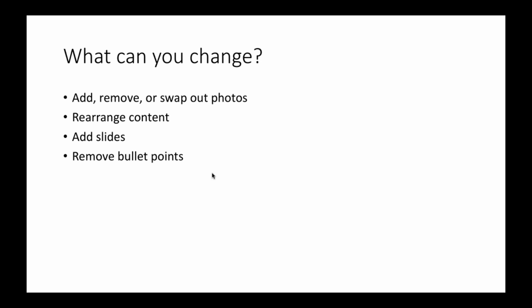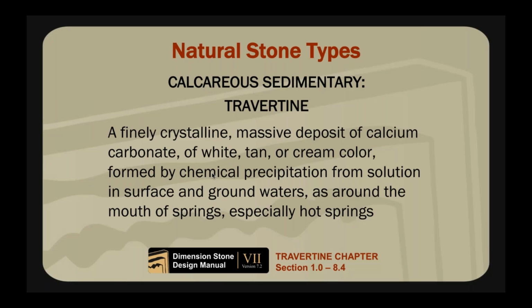And there's a few things that you can do to these existing presentations. You can add, remove, or swap out photos. You can rearrange content. You can add slides. And you can, most of the time, remove bullet points. So the next couple of slides that I have here, I took directly out of our Natural Stone 101 class, just to give you an example of some things that you can do to customize the presentations.